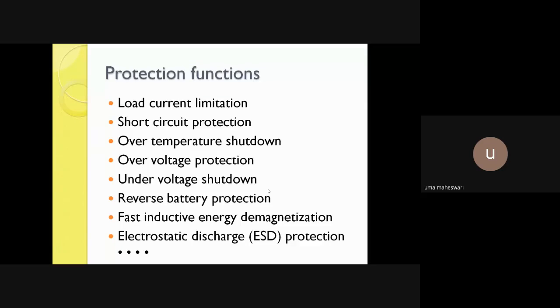The load current limitation has to be done, and short circuit protection, over temperature shutdown, over voltage protection, under voltage shutdown, reverse battery protection, fast inductive energy demagnetization. Of course, electrostatic discharge protection has to be done. So these are all, and etc. These are all happening in the ECU, that is in the vehicle electronics.